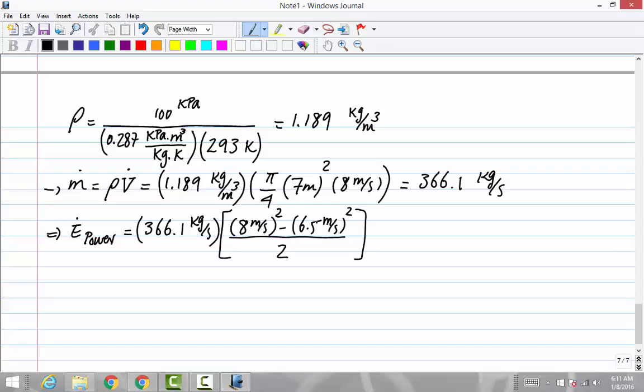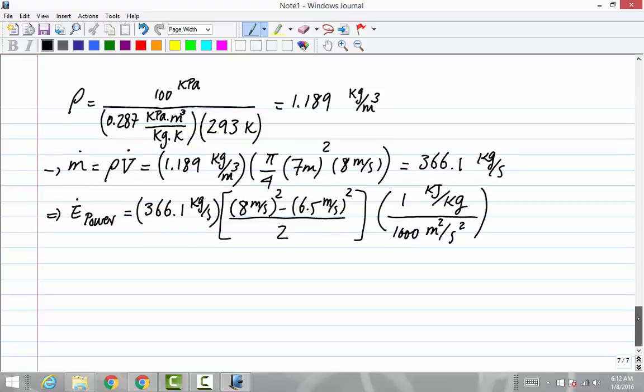So we need to do a tiny unit conversion. 1 kilojoule per kilogram equals 1,000 meters squared per second squared. If you don't know how to do this, let me know, I will tell you. I don't want to talk about it in this lecture. Just send me an email. E dot power equals 3.98 kilowatt.